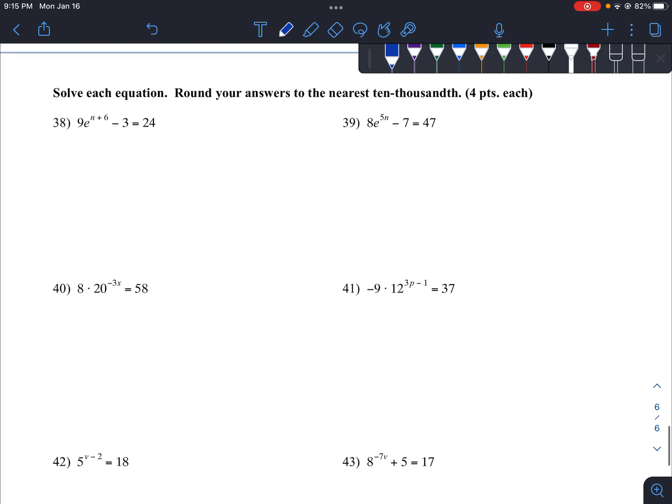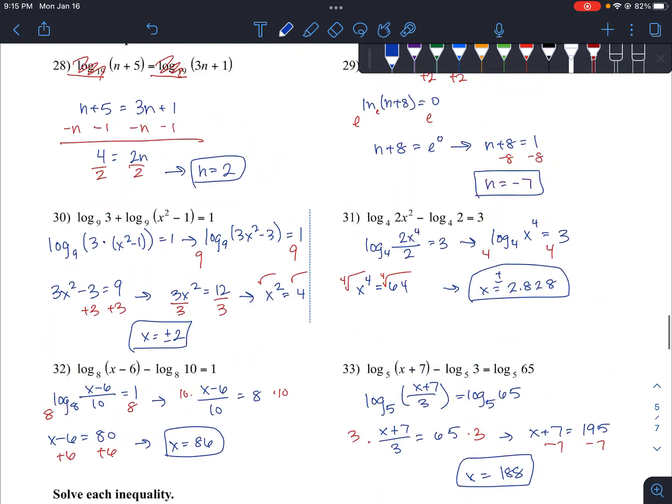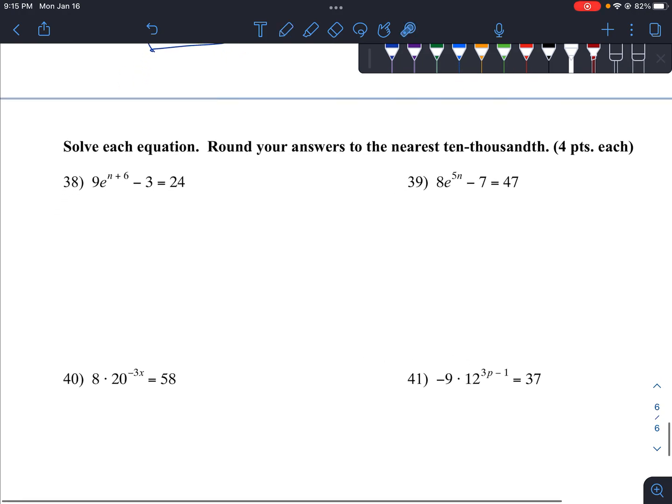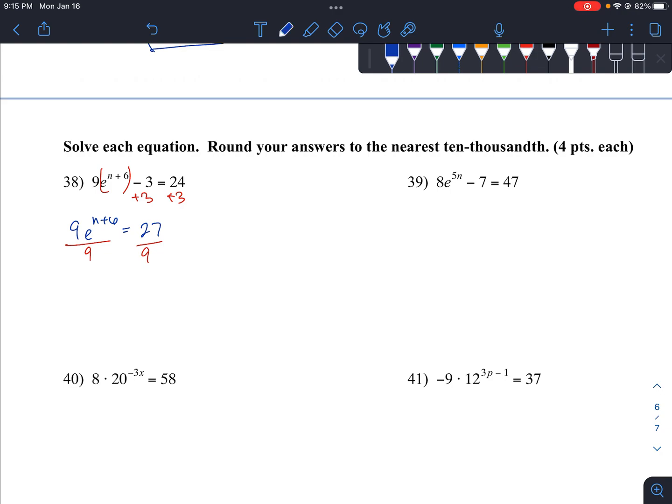Let's see, solve each equation. So these are exponential equations. Round to the nearest 10,000ths if needed. Okay, so let's go ahead and go for it. So first thing to do is to isolate the exponential expression. So that'd be this right here. So I'm going to first add 3 to both sides. So 9e to the n plus 6 equal to 27. Divide by 9 to isolate it. So I'll have e to the n plus 6 equal to 3.